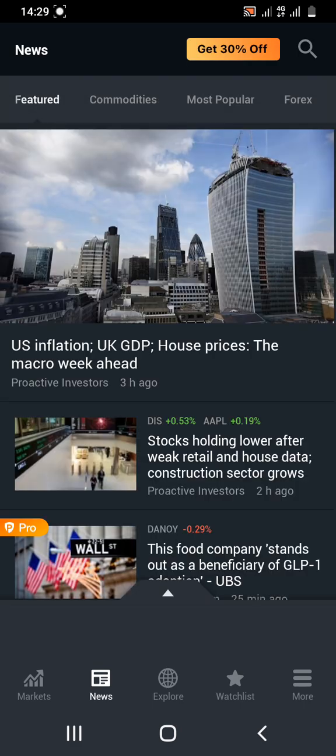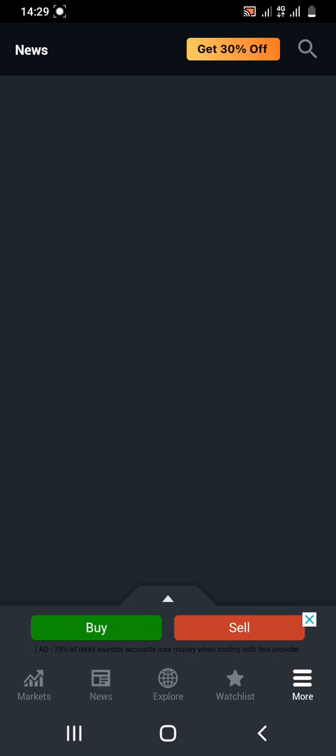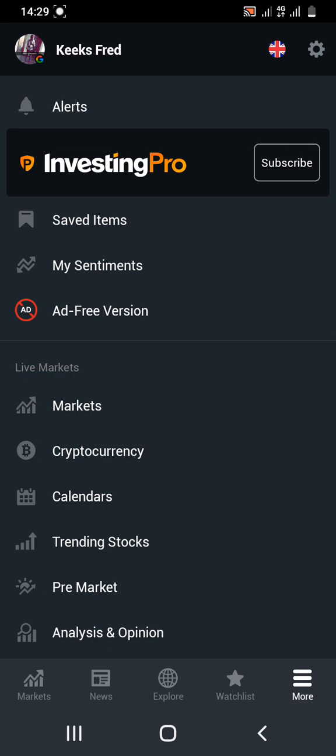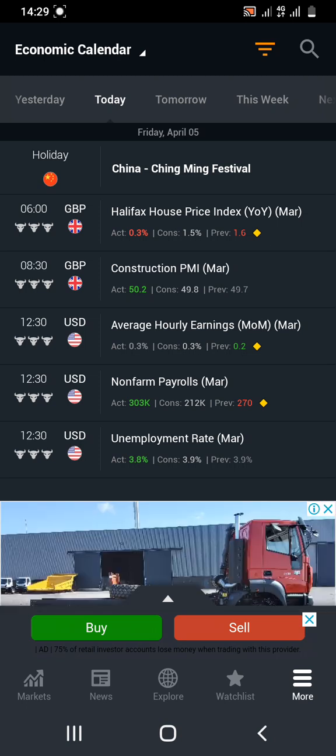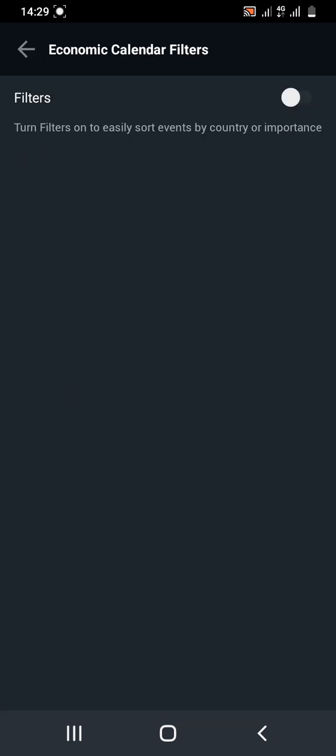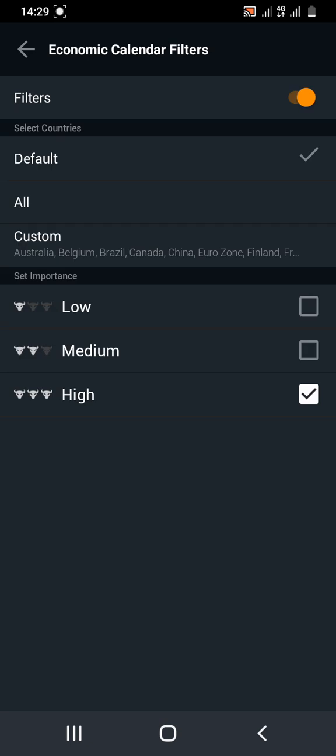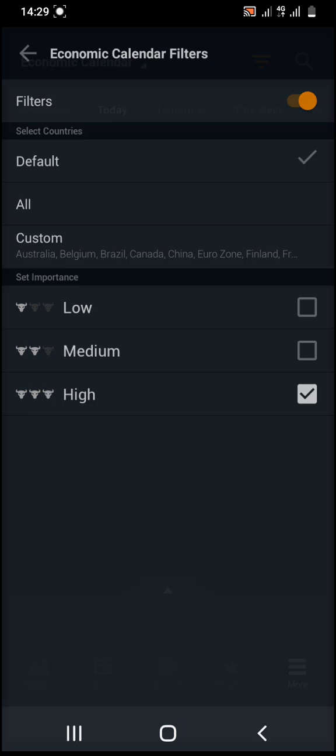When it's open like this, you go to more, then you go to calendars. The calendar is called the economic calendar. First you go to your funnel, the three orange lines at the top. Make sure your filters are on. Then you select the default, and you also set the importance to high news. Then you go back.